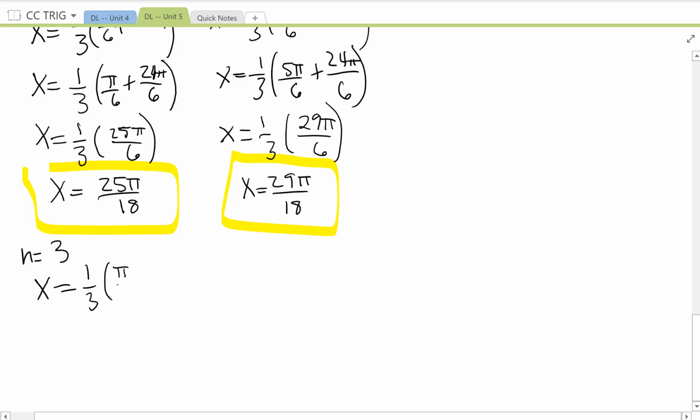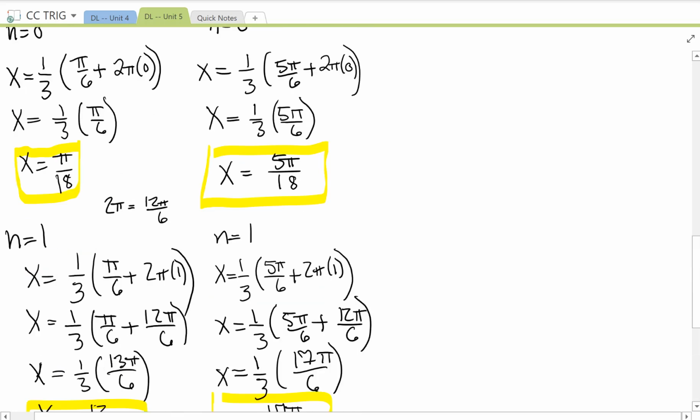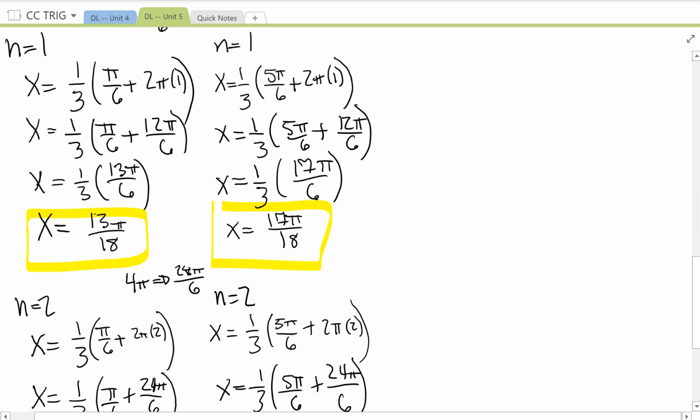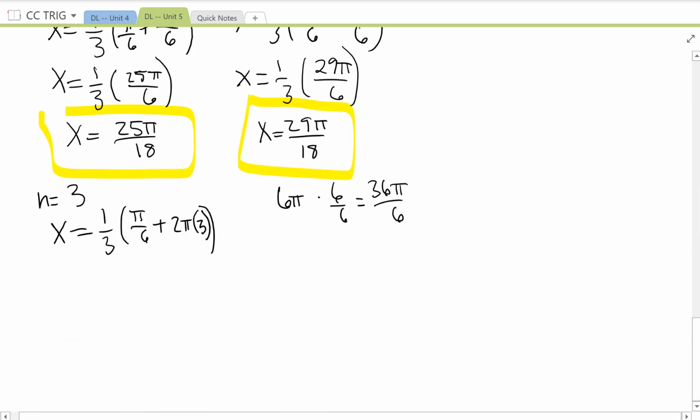1/3 times pi over 6 plus 2 pi times 3. Okay, 6 pi with the denominator of 6. That is 36 pi over 6. Now I notice that the numerator 36 is the same as the numerator up here, 36. So we may actually not need to do this, but I'm going to show you why it doesn't work.